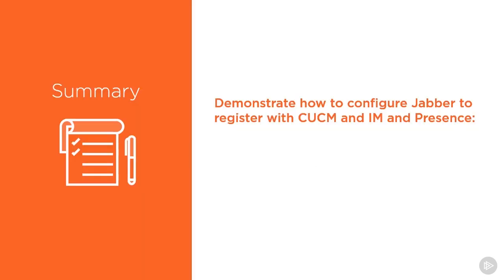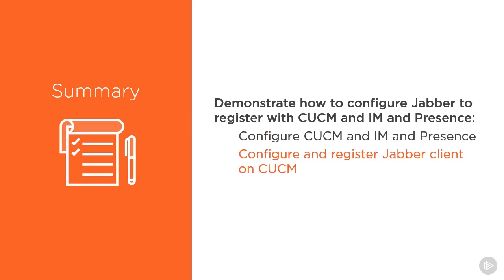And that brings us to the end of the module. In it, we demonstrated how to configure Jabber to register with Unified Communication Manager and IM Presence. We showed you how to set up the Unified Communication Manager. We showed you how to set up the Cisco IM and Presence server. Then we demonstrated how to configure Jabber. We logged on and verified that it worked. And we showed you the different Jabber settings, options, and how to check for errors.